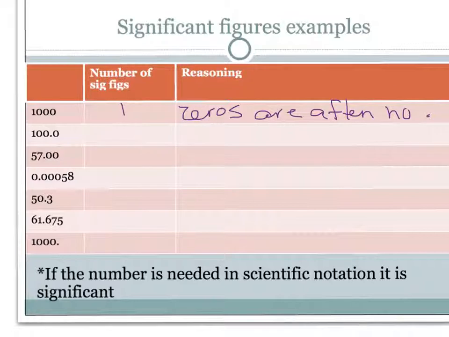So next, let's look at the number 100.0. Because we have this decimal right here, that makes all of these numbers significant. So this number has 4 significant figures. Okay, and our reasoning is simply going to be because there's a decimal and after.